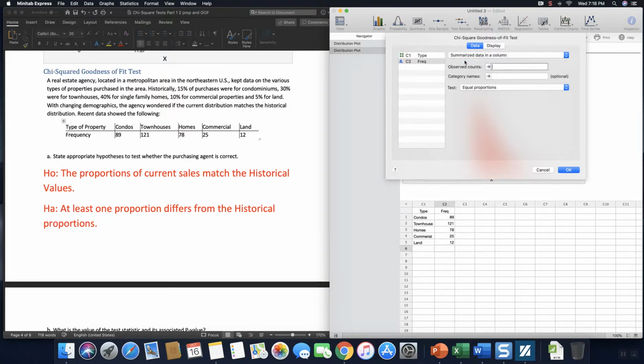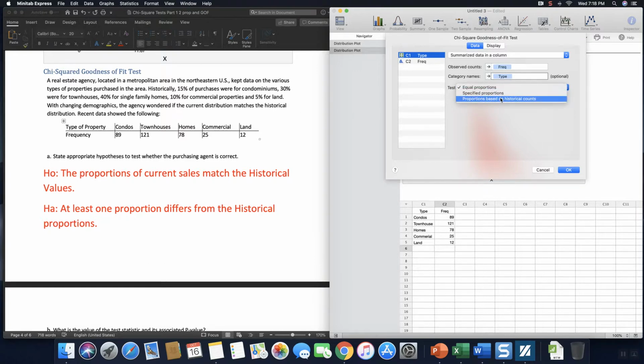I have summarized data in a column. Sorry about that. I want to put observed counts in there. That's my frequency. You counted them up yourself. And then my category names is type. And I want to tell it what kind of test I want to do. I'm not doing equal proportions. Equal proportions would mean I think they all show up in equal amounts with each other. I actually have specified values here, so that's what I want to use.